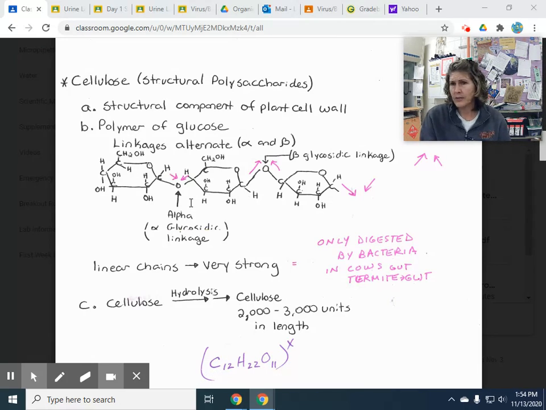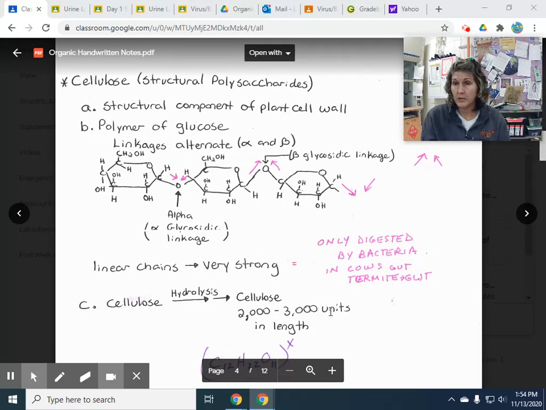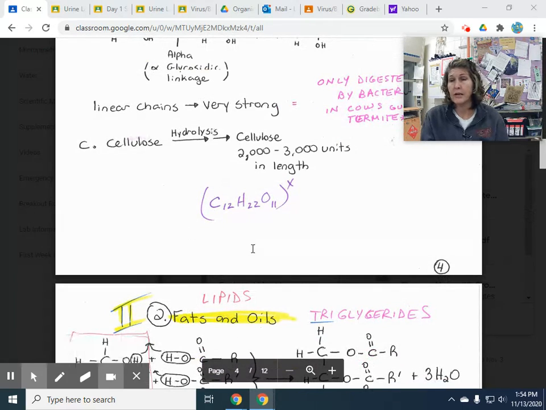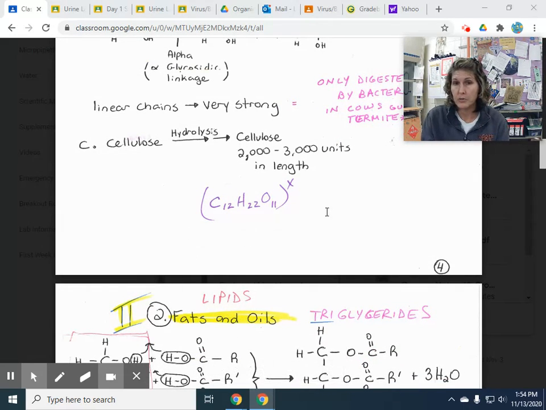So if you're giving me cellulose, I don't need 2,000 to 3,000 units, and I definitely don't need you counting up 2,000 to 3,000 carbons, hydrogens, and oxygens within those structures. That would be the formula that you would use for me.